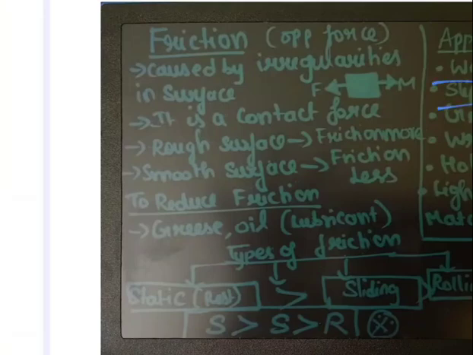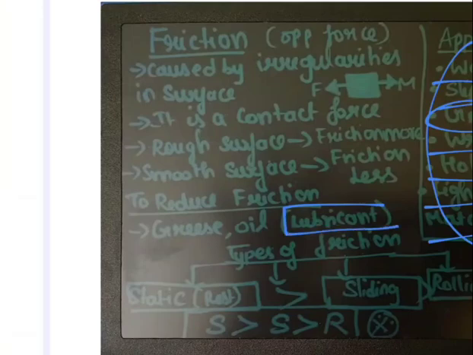The next is the applications. Walking: without slipping, we are able to walk. The grip is there, and for writing purposes, holding, lighting a matchstick, for all these we need the frictional force. The next is to reduce friction in any substance. We need to use a kind of lubricant, for example grease or oil.